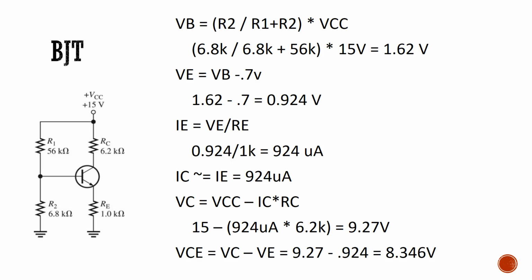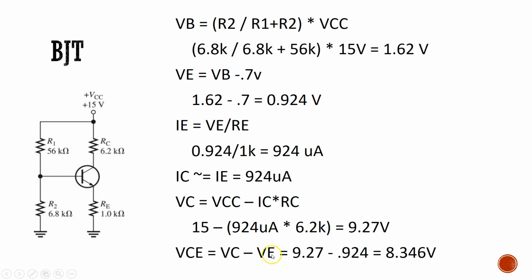VC can be found by taking the supply VCC minus IC times RC. This is a combination of Ohm's law and Kirchhoff's voltage law. So we have 15 volts minus the 924 microamps times our 6.2 kiloohms. So that gives us 9.27 volts across RC. I'm sorry, this gives us VC, which is from the collector to ground.